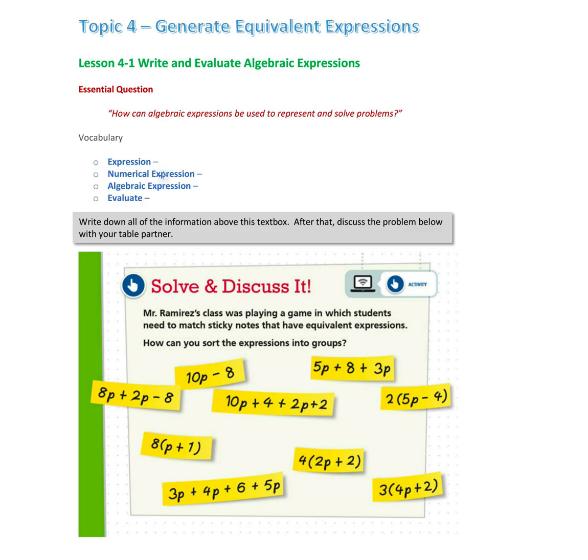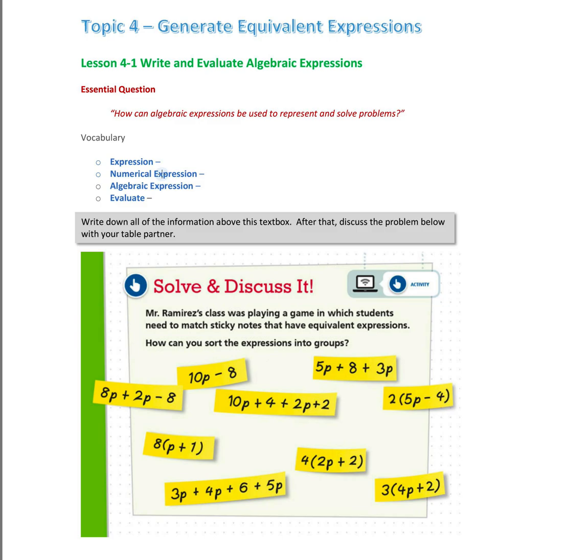There are really two kinds of expressions we're going to be dealing with. Numerical expressions don't have any variables in them. Numerical is the adjective form of number. It is a number expression, so it has numbers and math symbols. What we can do on those is follow the order of operations and actually calculate what that is equal to, and that's called evaluating. When we're asked to evaluate an expression, we just find out what it equals, but we always have to follow the order of operations.